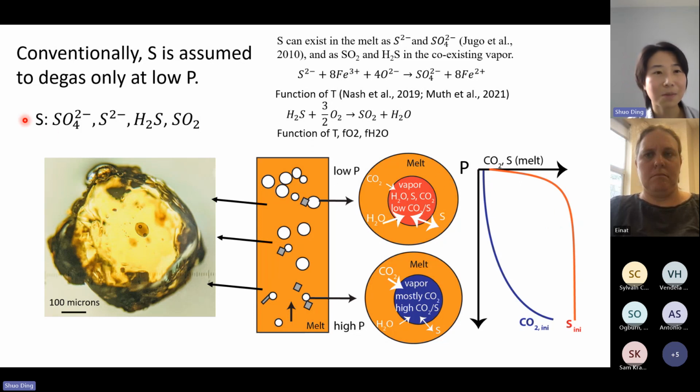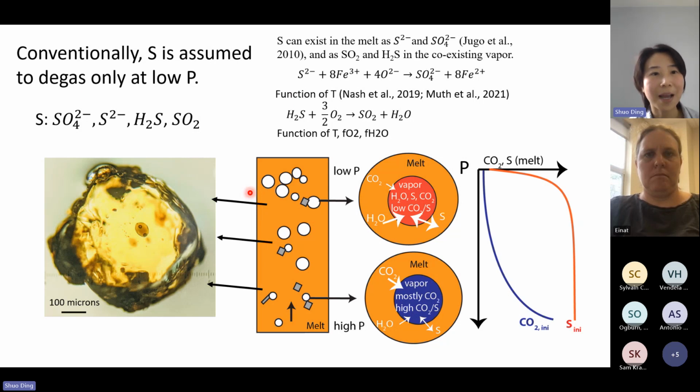But as I mentioned before, as we learn more about sulfur speciation, we realize it's more complicated. First of all, the concept of solubility might not be super applicable to sulfur, depending on who you talk to, because unlike water and CO2, which exsolve as water and CO2, sulfur is different. Sulfur is a multivalent element. It can exist as sulfur 6+, sulfur 2-, and sulfur 4+, the three most common valence states.